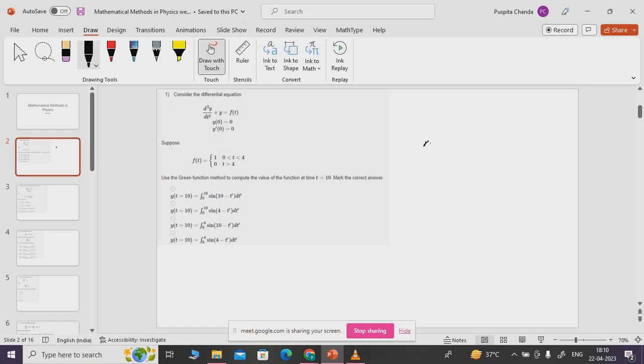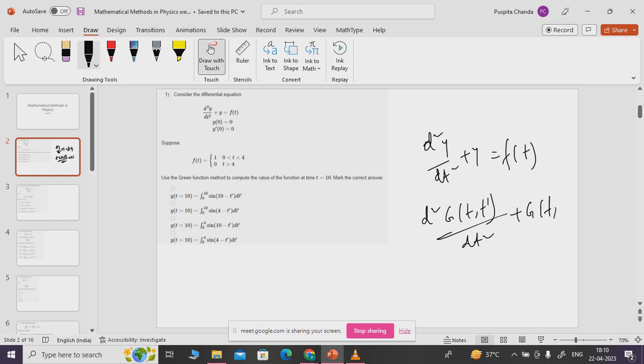So the equation is d²y/dt² + y = f(t). Green's function needs to follow that equation, so we can write d²G(t,t')/dt² + G(t,t') = δ(t' - t).